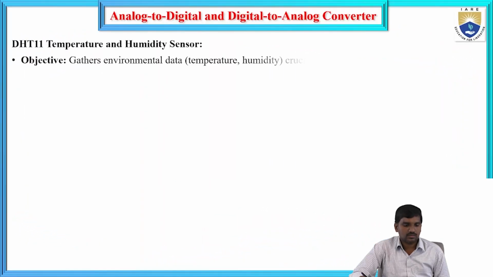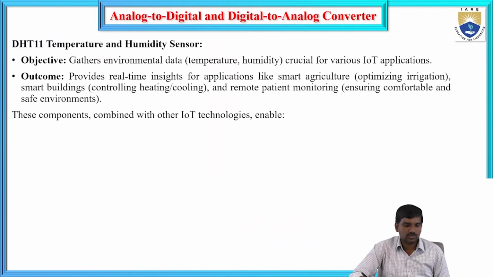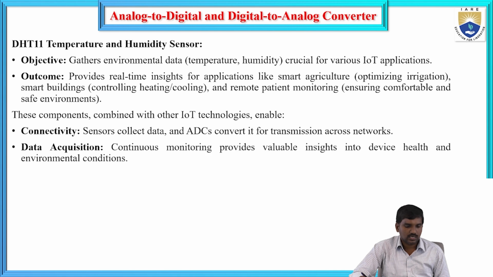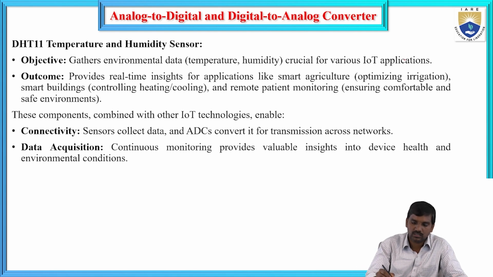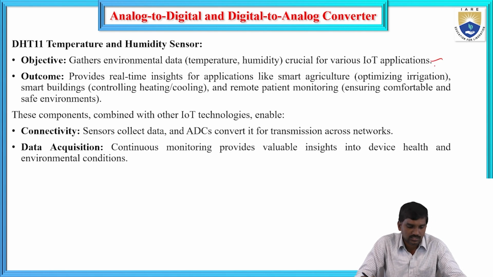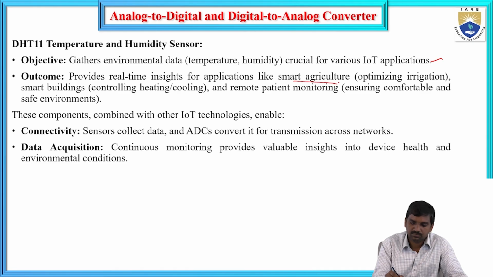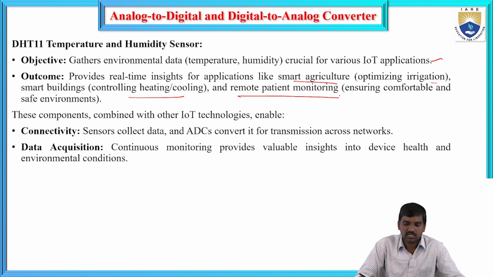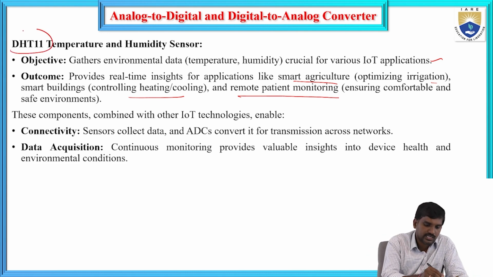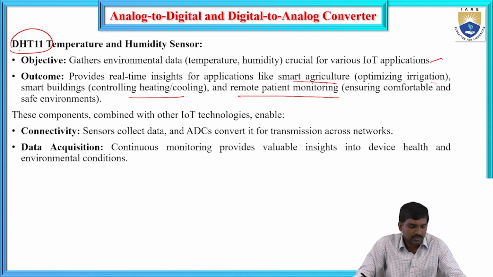Next, the DHT11 temperature and humidity sensor. The objective of that one is to gather environmental data like temperature and humidity, crucial in various IoT applications. The outcome: it provides real-time insights for applications like smart agriculture, optimizing irrigation, smart buildings, controlling heating or cooling, and remote patient monitoring systems for ensuring a comfortable and safe environment. So these are the outcomes of the DHT11 temperature and humidity sensor.